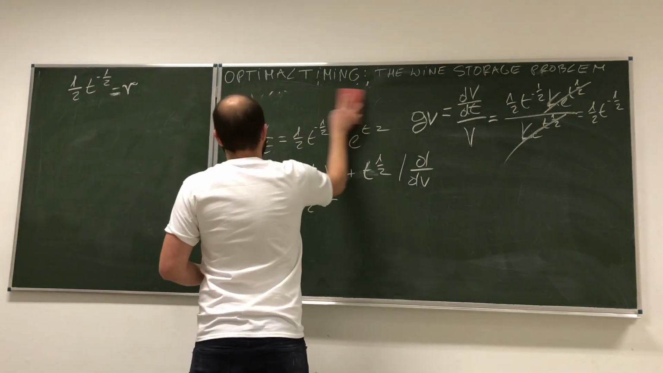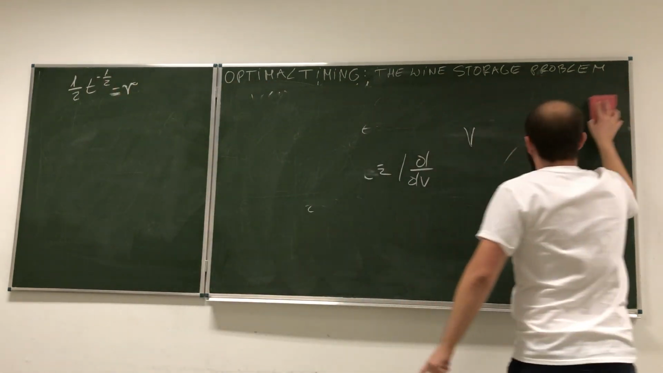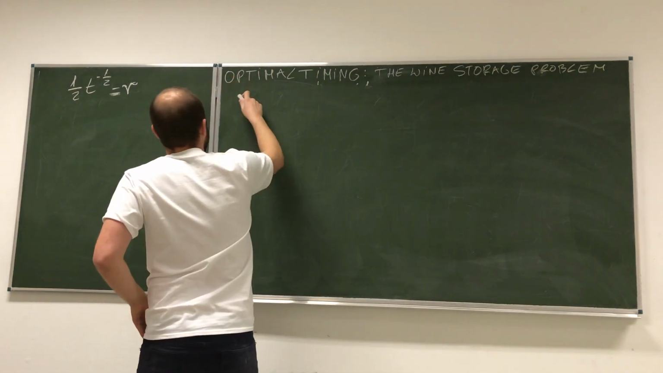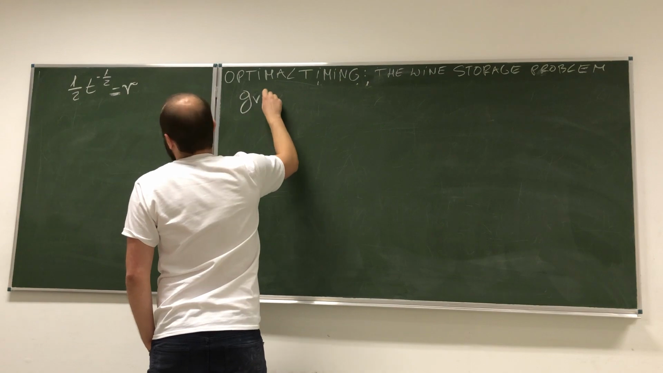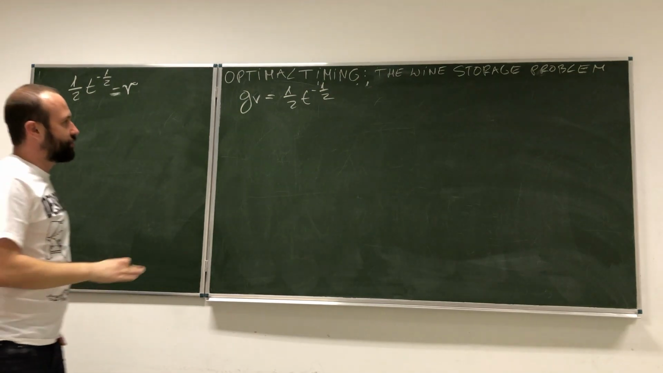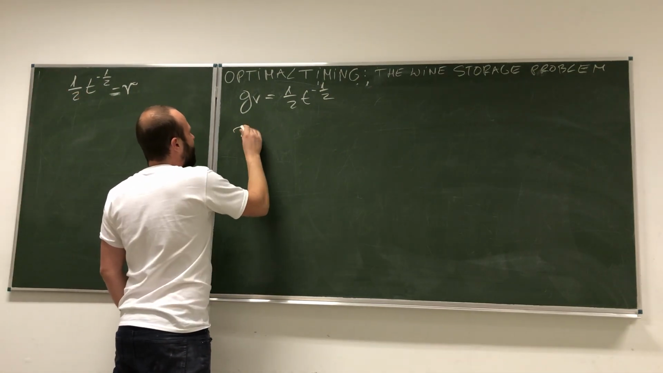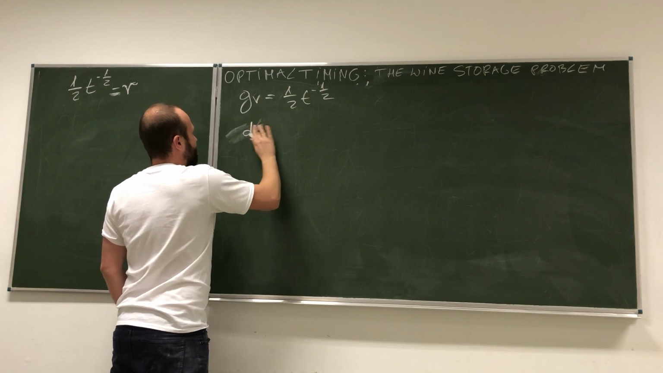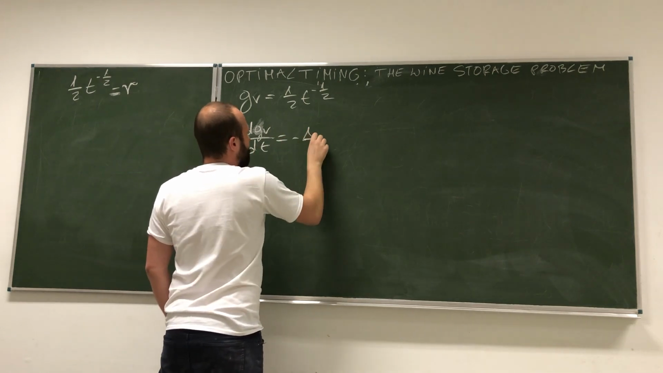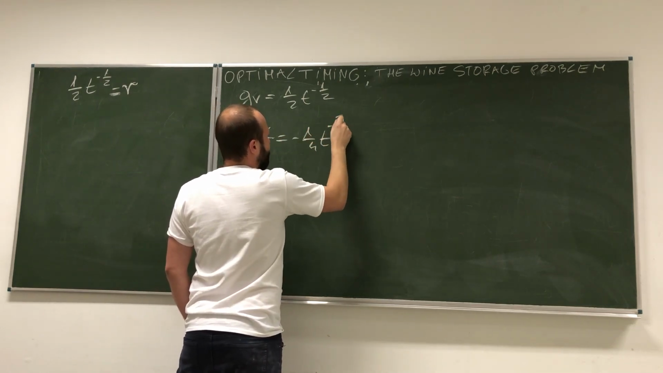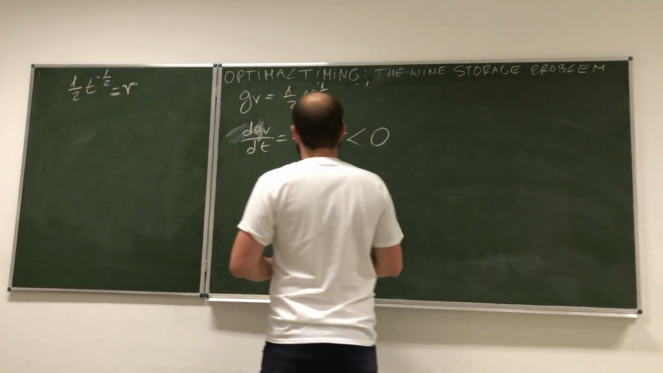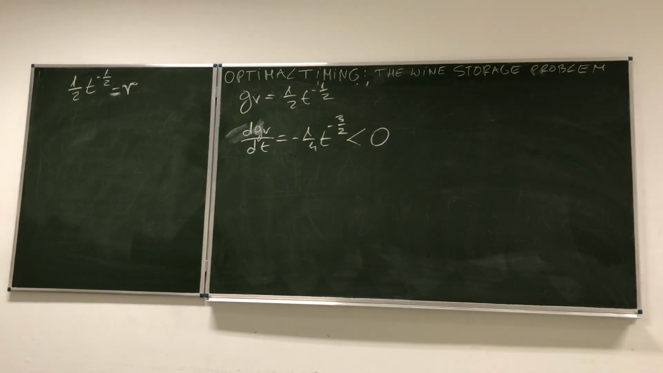Look, because what you see over here is a growth rate. This is the growth rate of the value of wine, right? So GV is equal to 1 over 2t to the power negative 1 over 2. Now, how does this function look? We can check it quite easily using the first and second derivative. So dGV over dt is negative 1 over 4t to the power negative 3 over 2. Clearly, the first derivative is negative, which means that this function is declining.